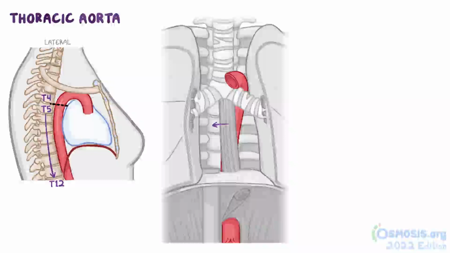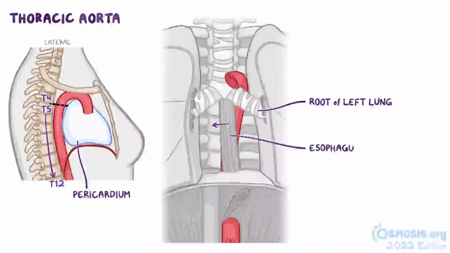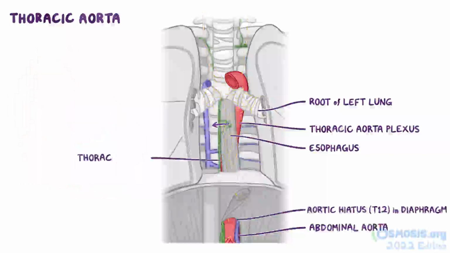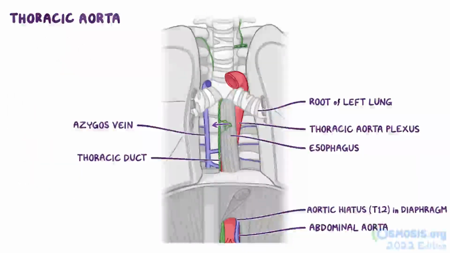The thoracic aorta lies posterior to the root of the left lung, pericardium, and esophagus, and is surrounded by the thoracic aortic plexus. Anterior to the inferior border of the T12 vertebra, it continues on as the abdominal aorta and enters the abdomen through the aortic hiatus in the diaphragm. The thoracic duct and azygous vein climb on the right side of the thoracic aorta and accompany it through the aortic hiatus.